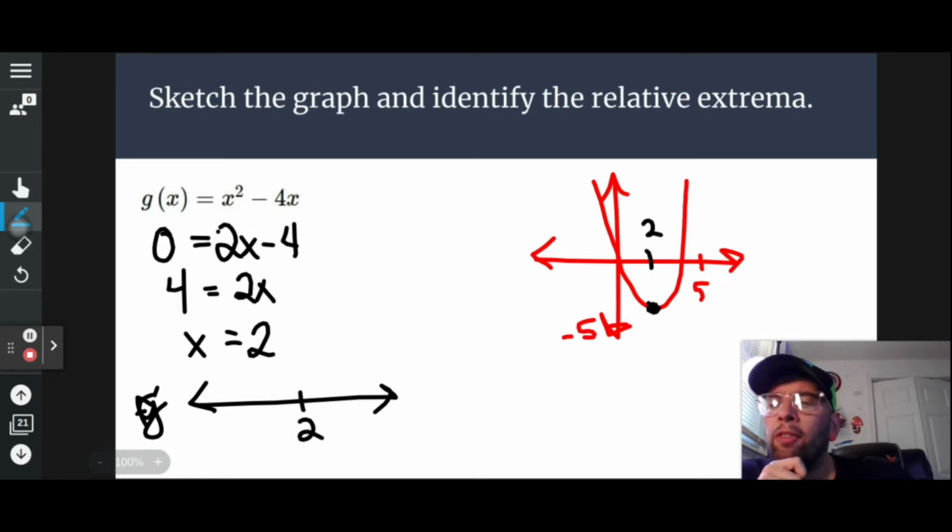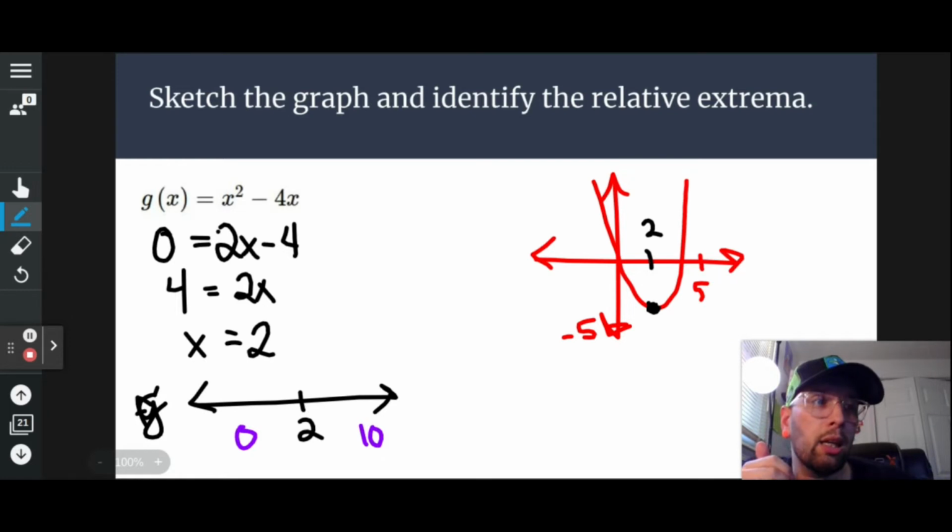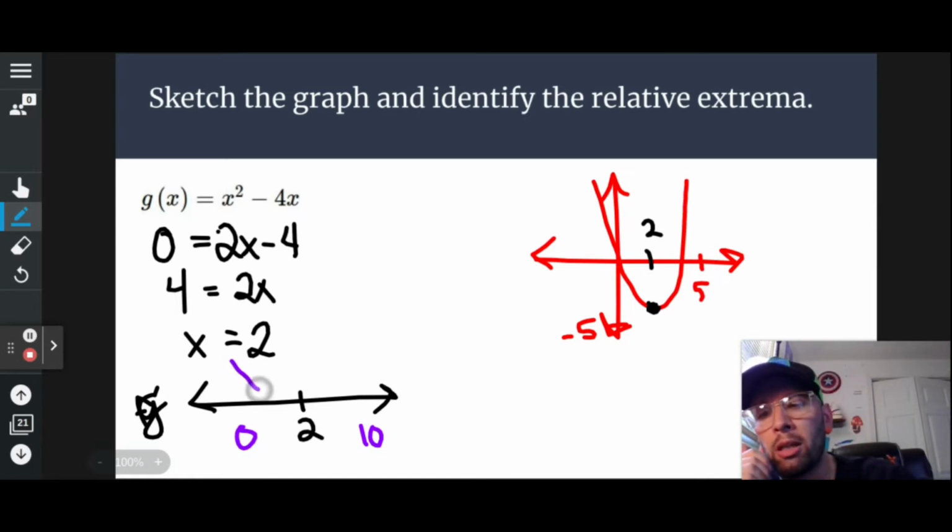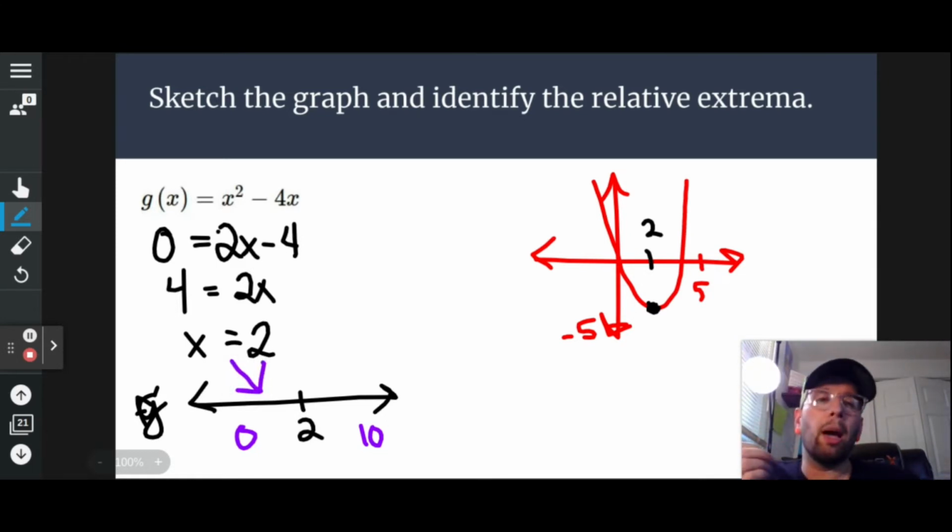So in my mind, I have to plug in something smaller than 2, 0, and something bigger than 2, 10, and see if I get a positive or a negative. And I'm plugging it into the derivative. So here was the derivative. If I plug 0 into the derivative, I get 2 times 0, which is 0, minus 4, which is a negative number. So that's negative, which means it's decreasing all the way up to 2, which we can see in our graph. If I plug in 10 into the derivative, I get 2 times 10, which is 20. 20 minus 4 is 16, which is positive.